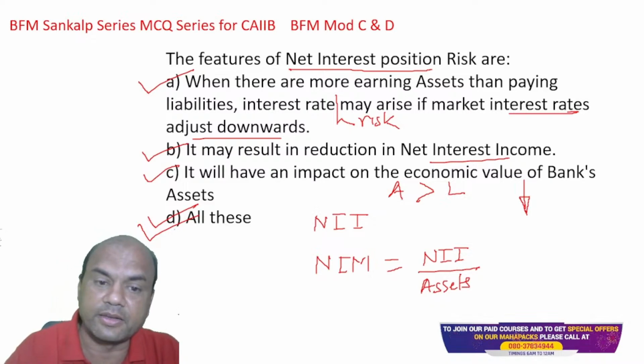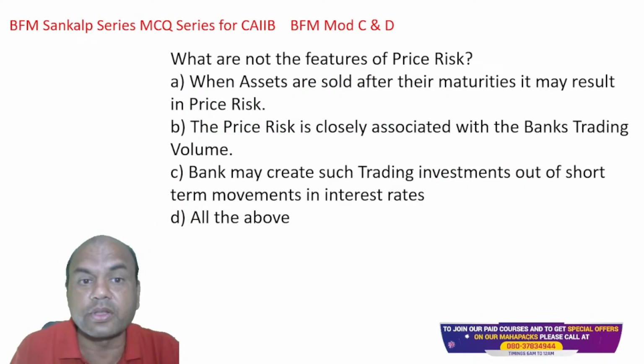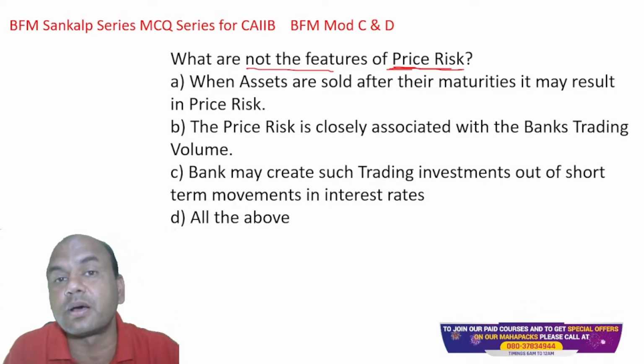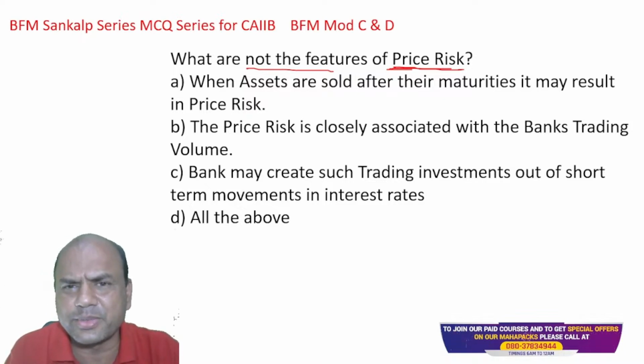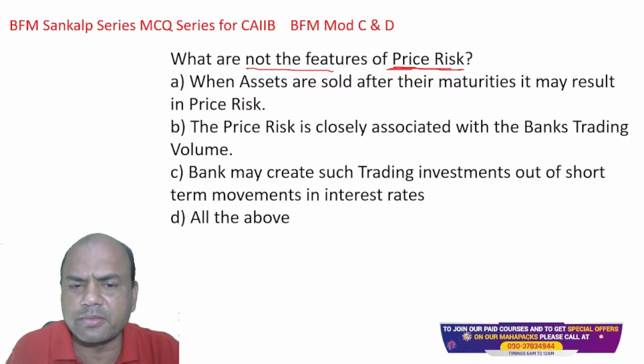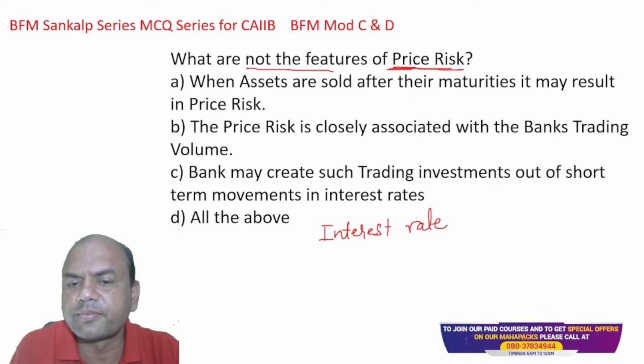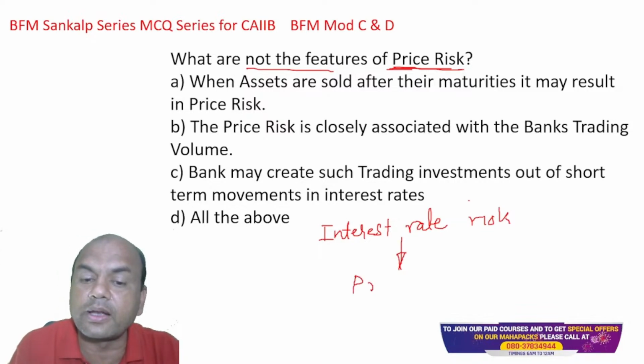So D. Which of the following are not the features of the price risk? Not the features. And price risk. Price means what? Price of the bond goes up or down. That is basically the meaning. So here, always remember one thing. Interest rate risk is always related to price risk. Both of them go hand in hand.